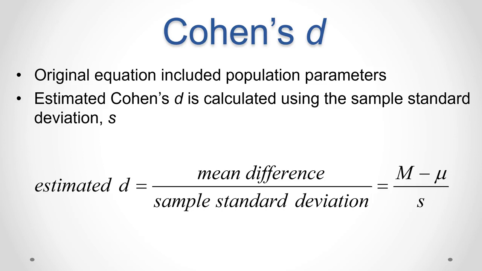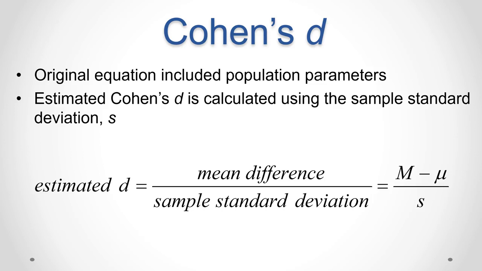The original equation included population standard deviation sigma. Remember the chart from chapter 8 to help you determine the magnitude of an effect. An effect size d equal to 0.2 is considered a small effect. An effect size d equal to 0.5 is considered a medium effect. And an effect size d equal to 0.8 is considered a large effect.